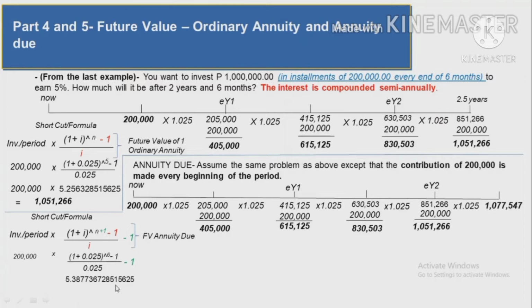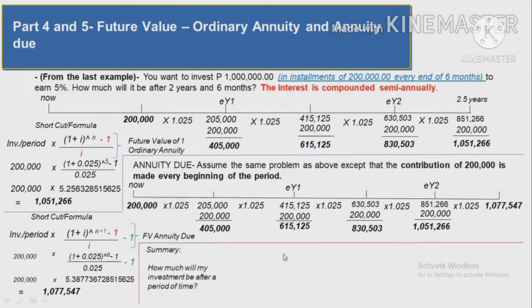So, if you did that, you'll be able to get the 5.387736 and so on times the 200,000. You're going to get the same answer as your answer on the timeline analysis. So that's it for future value of 1, ordinary annuity, and annuity due. Let's have a little summary. If the question is how much will be my investment after a period of time, and that is only a one-time investment, then you use investment times 1 plus I raised to the power of positive n, or what we call the future value of 1.